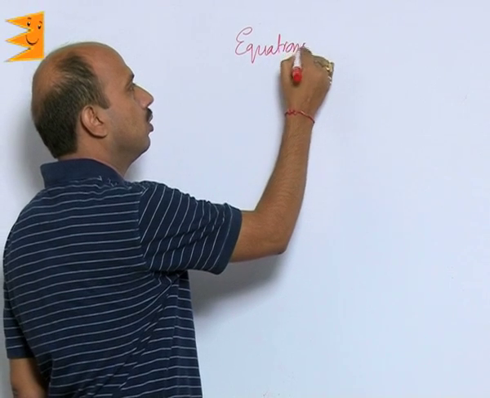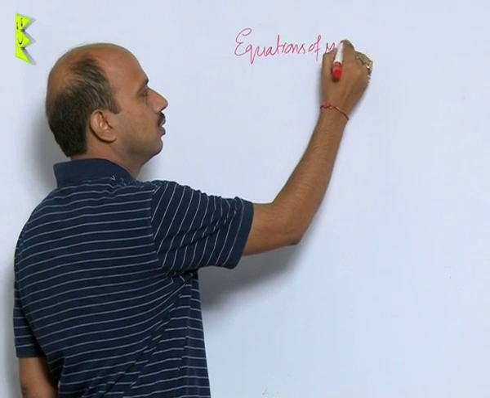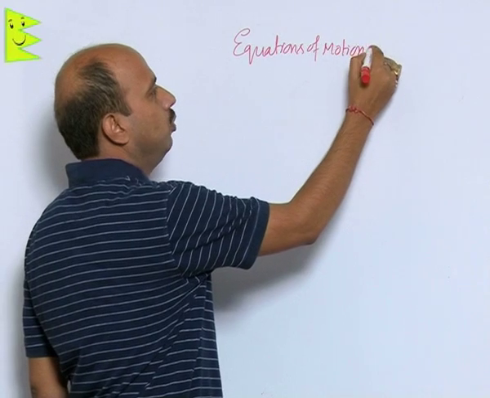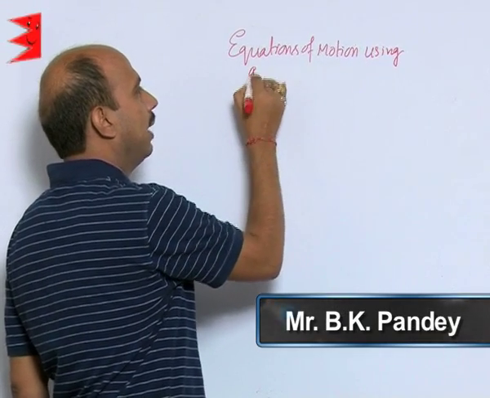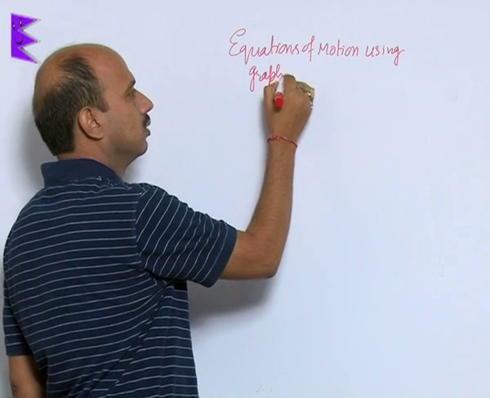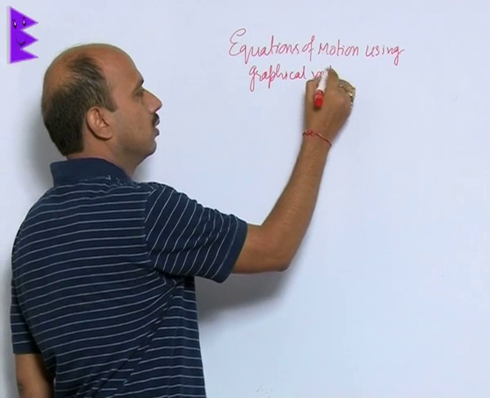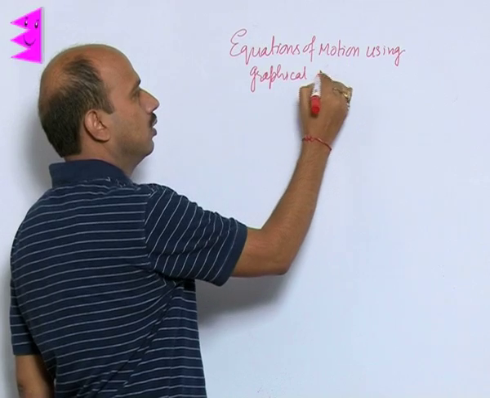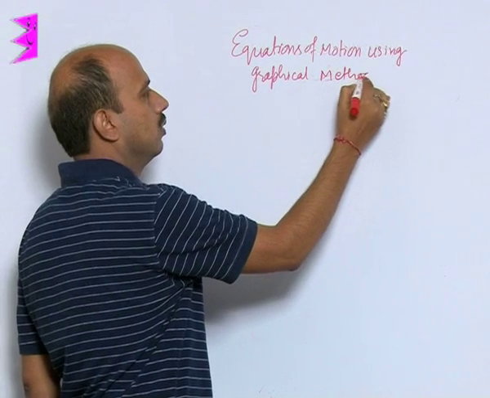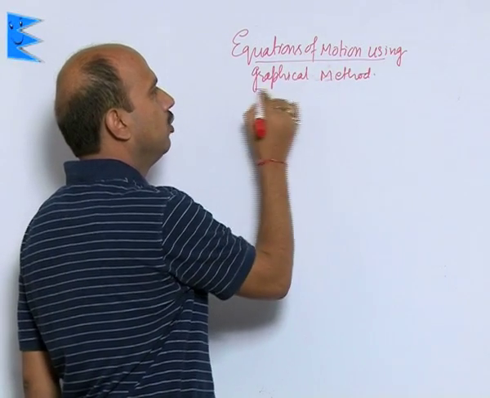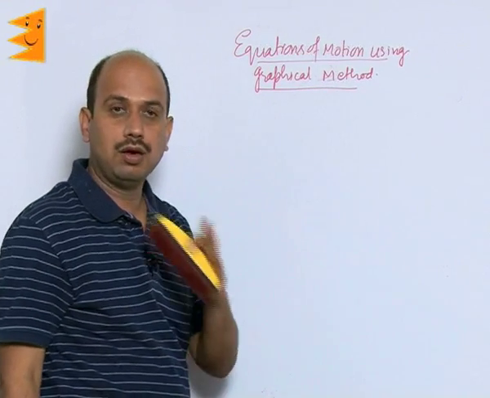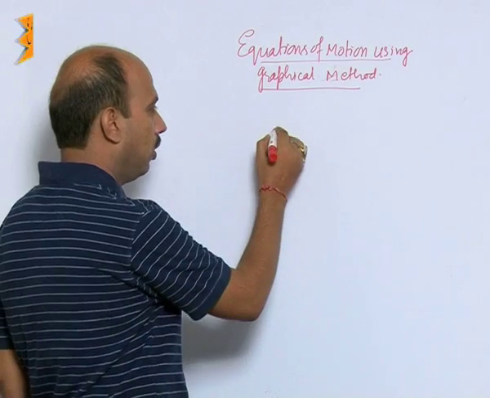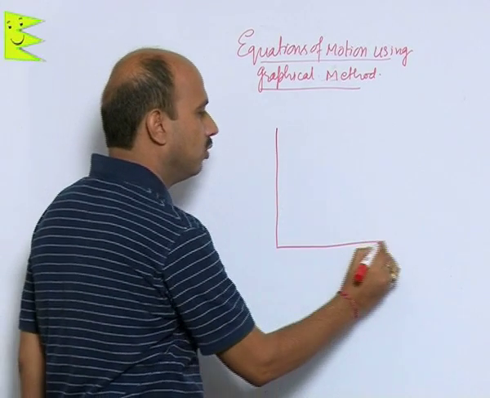Equations of motion using the graphical method. That means using graphs. So you have to derive the equations of motion using a graph. First, we have to draw a graph between velocity and time.